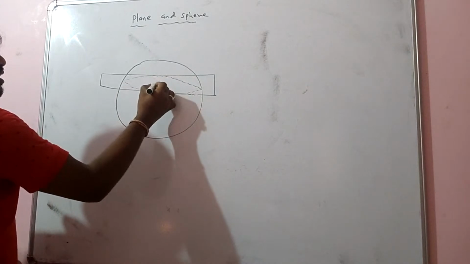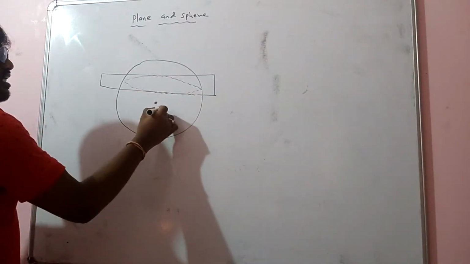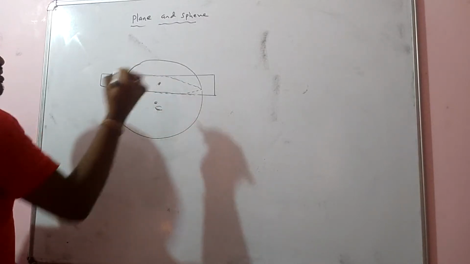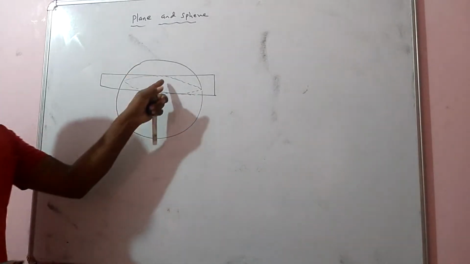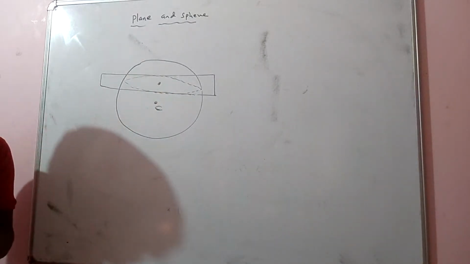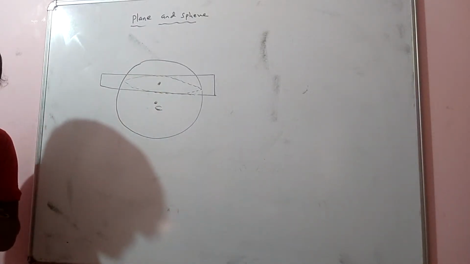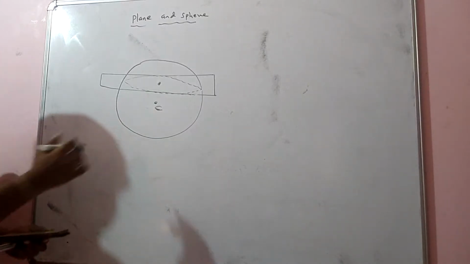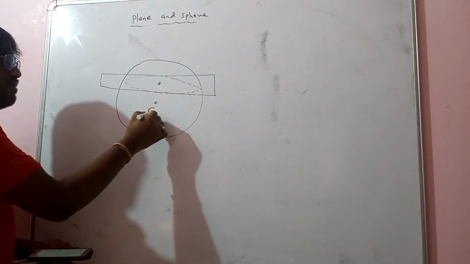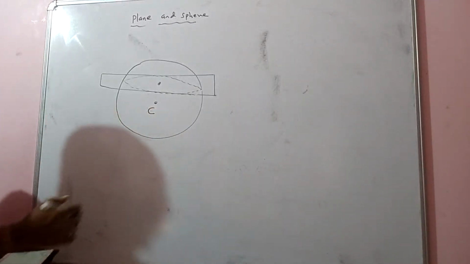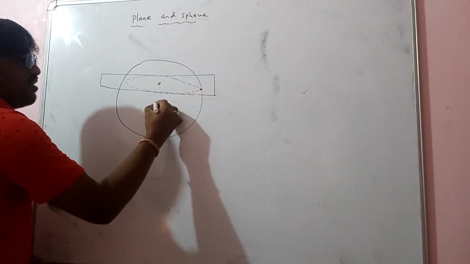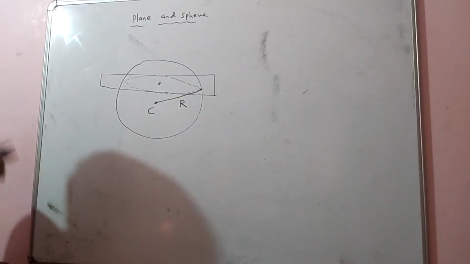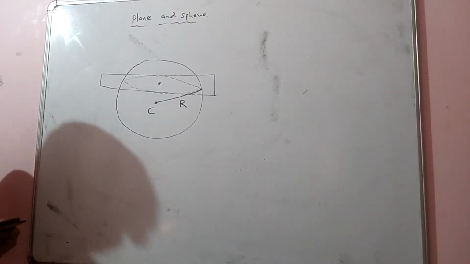This center is the center of the sphere, and this one is the center of the circle. Let us consider for the time being the center of the sphere is C. If you join this point to this one, I am going to get the radius of the sphere.